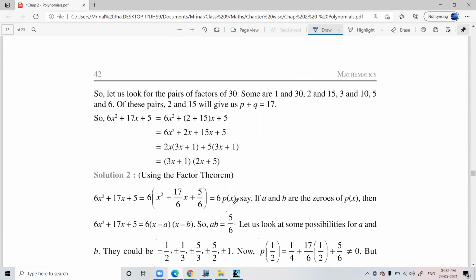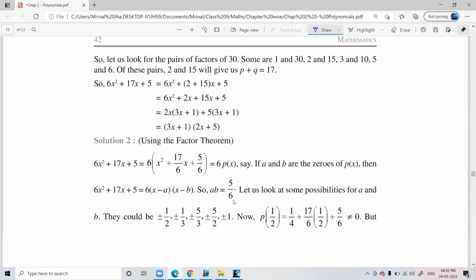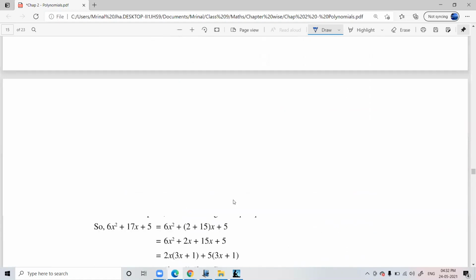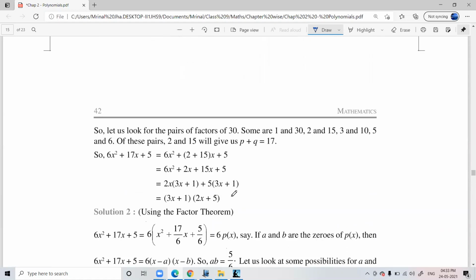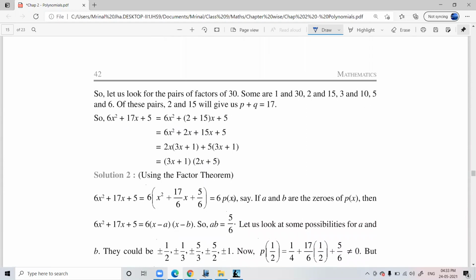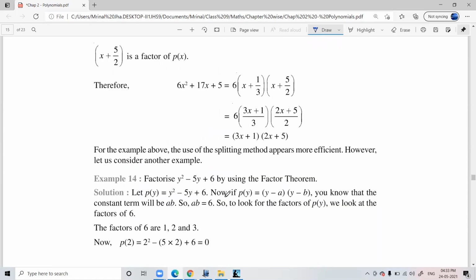But I don't want to take too many topics in one day. So what we will do is, for today, we will just use the splitting the middle term method and practice a few questions based on that. Okay. And then tomorrow we will learn the same factorization using the factor theorem method. This we'll do tomorrow. Okay, let's practice the splitting the middle term method today.